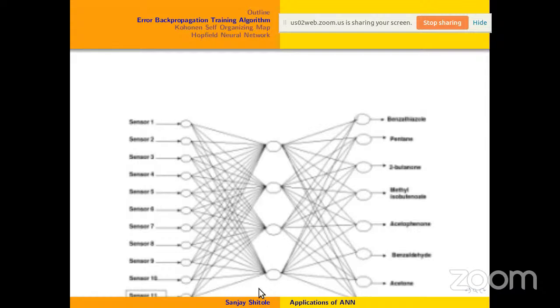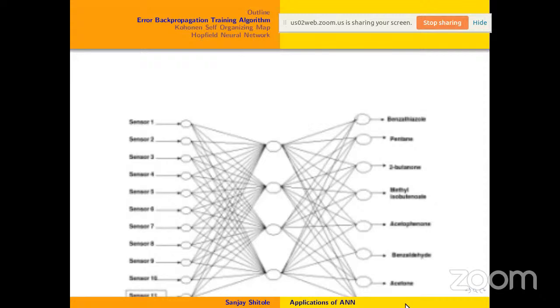Regarding the number of hidden neurons, in this figure 4 are shown. There is no hard and fast rule about how many neurons are required in the hidden layer. You can make your own decision and select 4, 5, or 12, 15, 20, whatever it may be. During training you will get an idea, as you go on changing the number of hidden neurons. And then at the output side we have 1, 2, 3, 4, 5, 6, 7, 8, total 8 neurons.